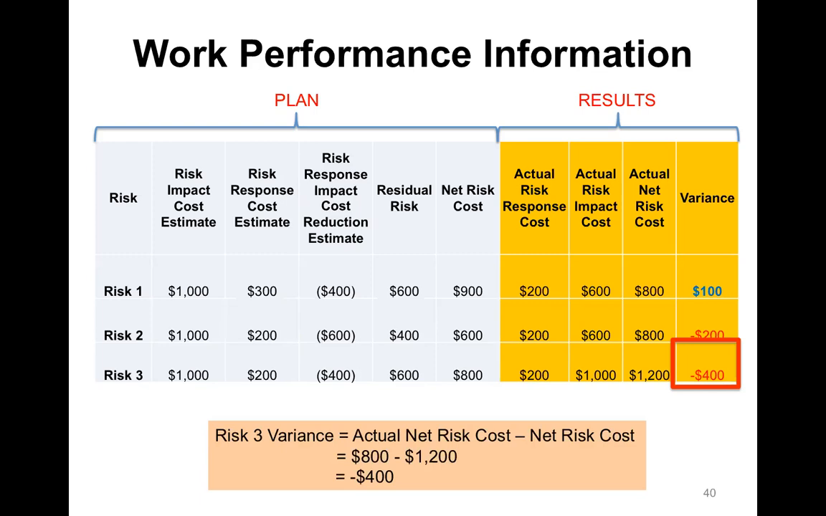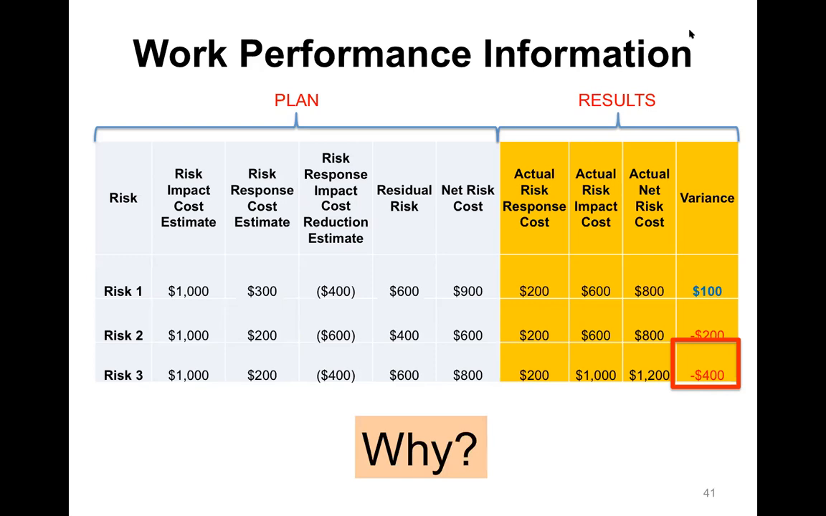We have the difference between the actual and the net risk cost, which is a net risk cost of $800 planned minus what we actually incurred, which is $1,200, which is a negative $400 cost variance. So something's wrong here. Question is why? Let's take a minute to try to determine what went wrong.